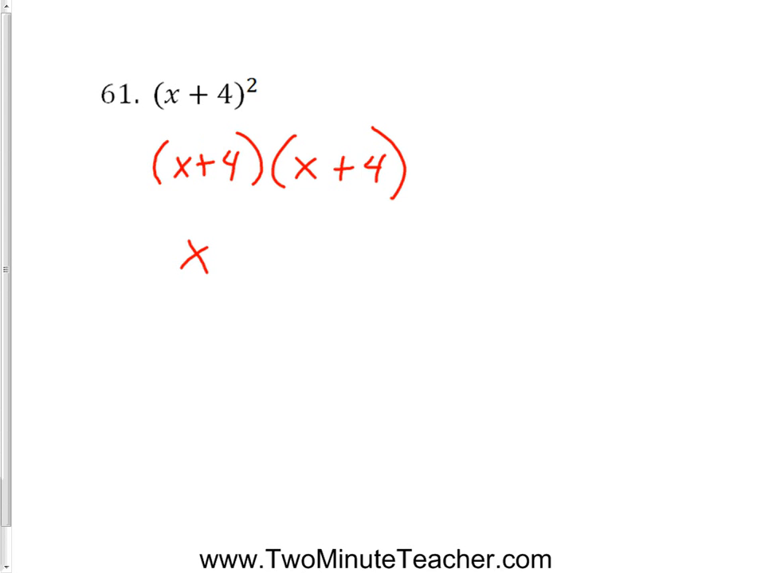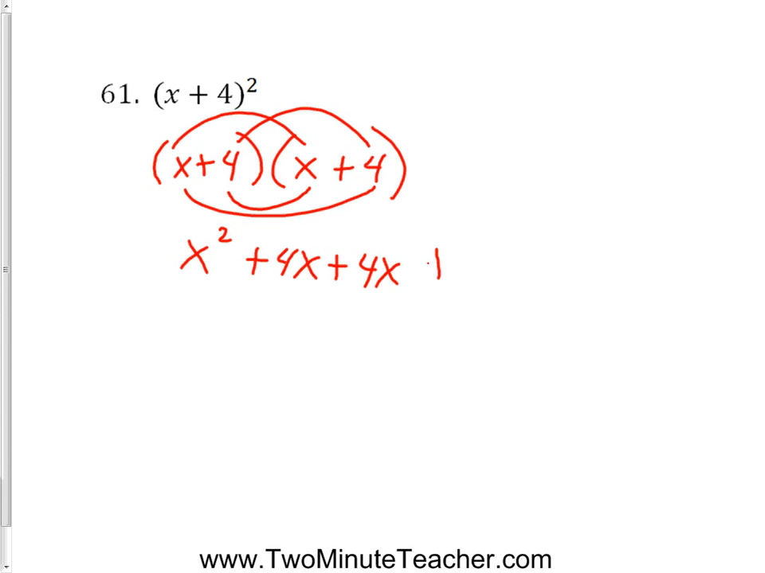So this would be x plus 4 times x plus 4. First, x squared. Outside, 4x. Inside, 4x. Lasts, 16. Final answer, x squared plus 8x plus 16. All right? And that's all I have for you on this section.